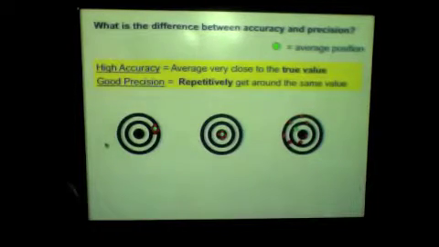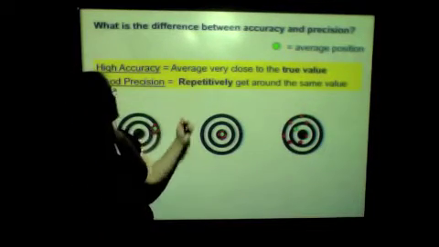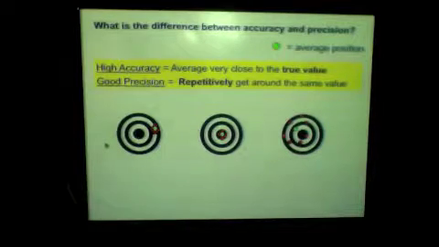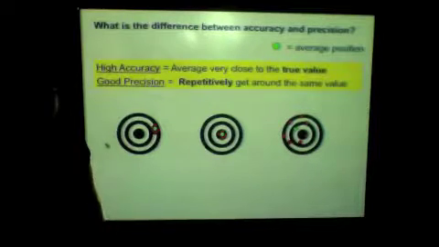Precision is all about repetitively getting the same value every time. So if you did that lab and every single time you got 5 grams per centimeter cubed, you would be precise but not accurate.